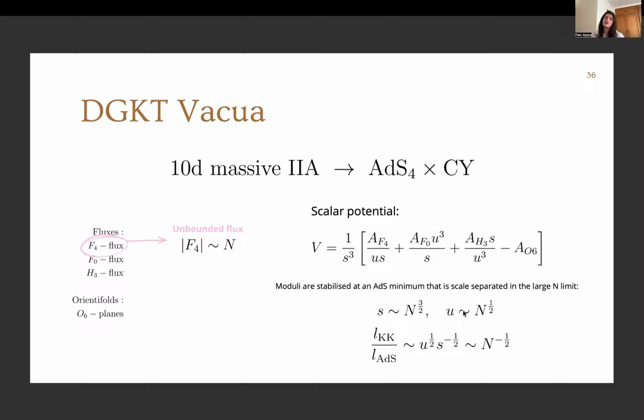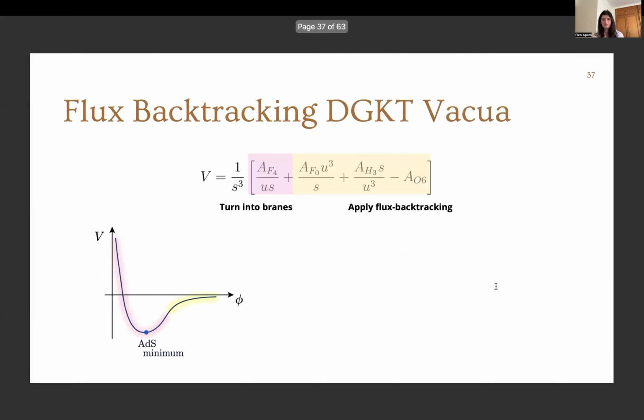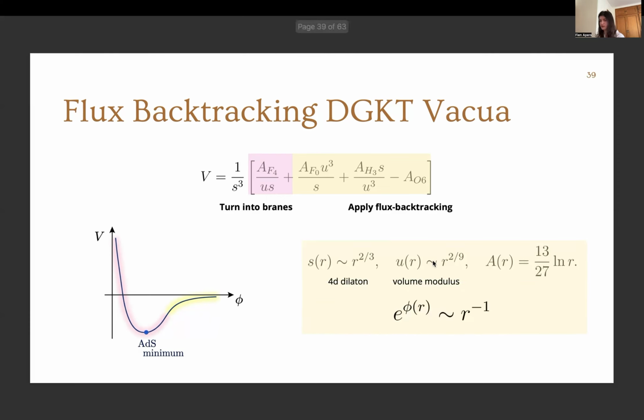And because we have this simple scalar potential at hand, we can apply the flux backreaction procedure. The split into fluxes is as follows. The 4-form flux, which is unbounded, we want to turn into D-branes. These will be D4-branes. And all the other ingredients, we want to turn into some background geometry. And as before, we can just solve for these flow equations, and we find this running of the scalars. You can also write down the 10-dimensional dilaton.